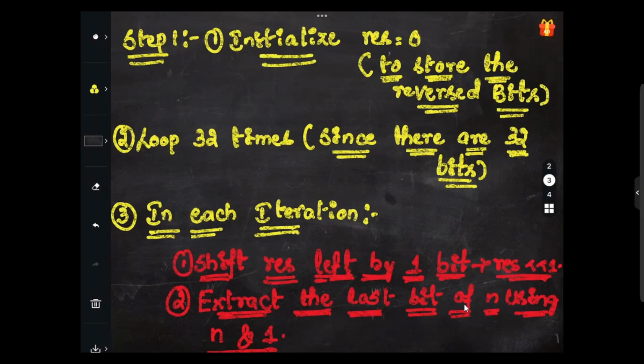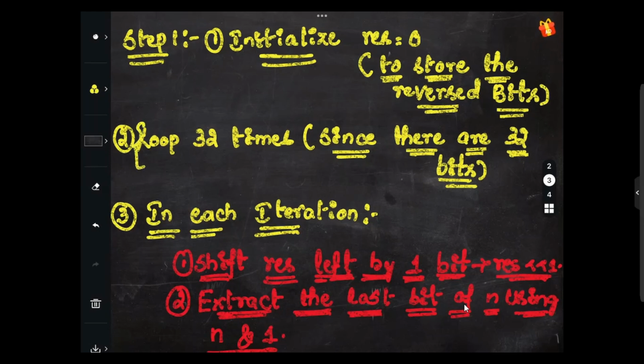The first step here is we will initialize result to 0. We will consider an extra result variable. Why are we initializing the result to 0? Because we have to store the reversed bits somewhere. That is the reason we'll be considering a result variable and initializing it to 0. I hope this is clear.